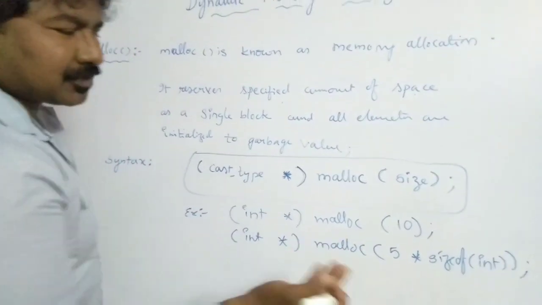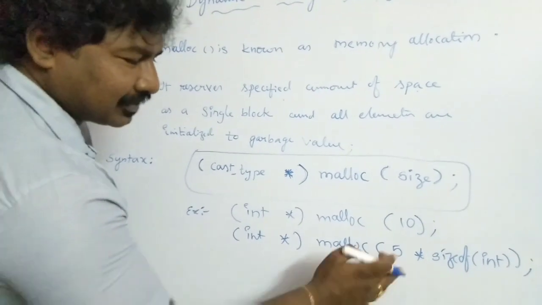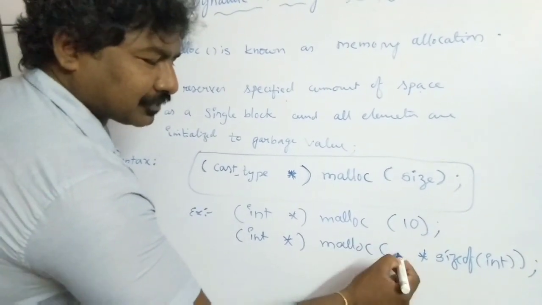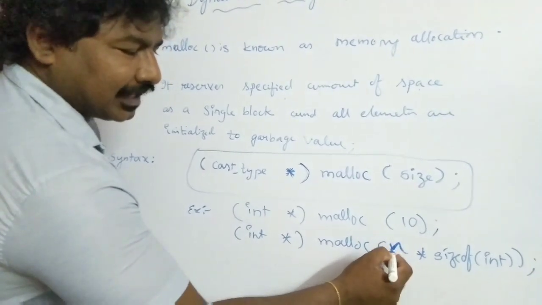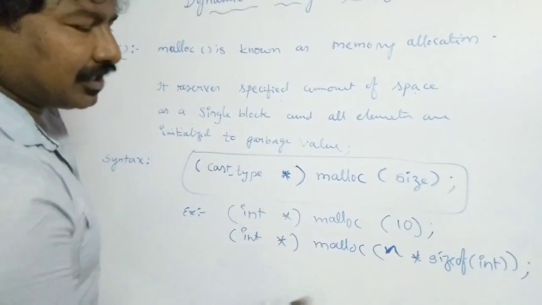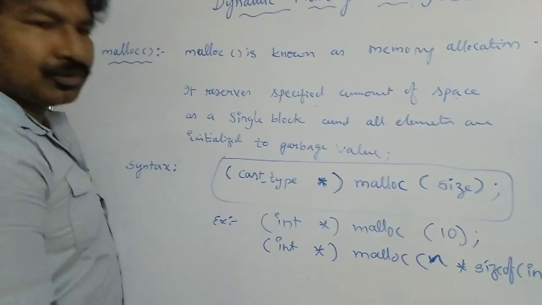If you are not sure of the number of elements, then you can ask for the size of the array, get it into an n value, and multiply that n value with the size of integer. This is how you have to do this.